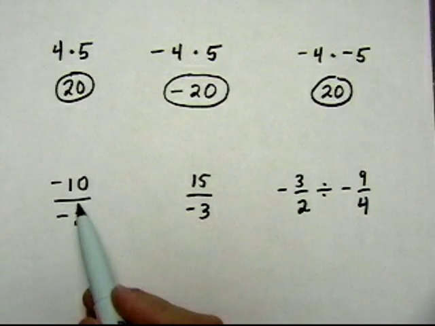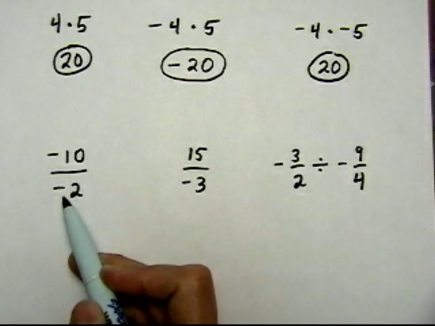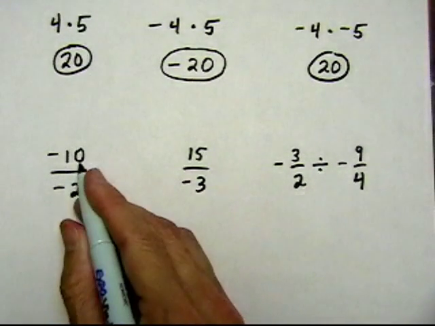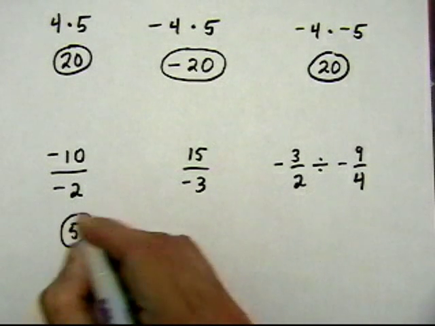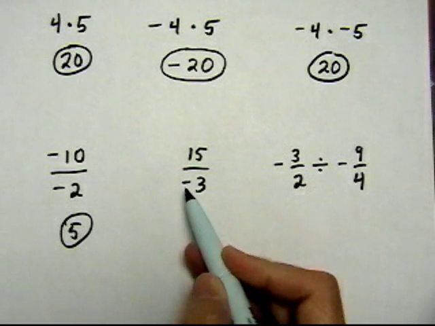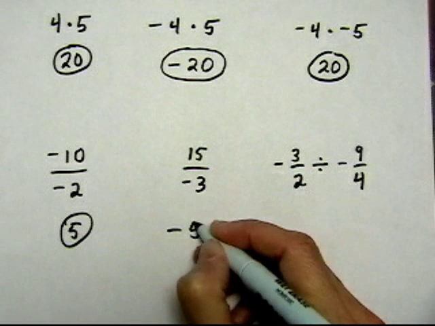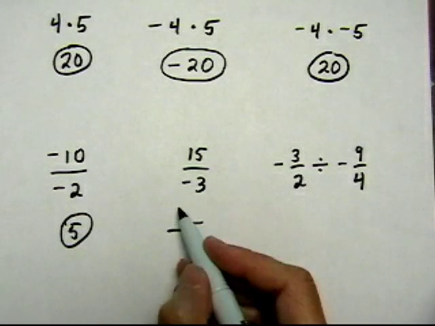And same for division. Negative 10 divided by negative 2. Well, first of all, negative, negative, two same signs, so we get positive. And 10 divided by 2 is 5. So positive 5. Here we have a positive divided by a negative, which means we're going to get a negative. 15 divided by 3 is 5, so negative 5 is the answer.